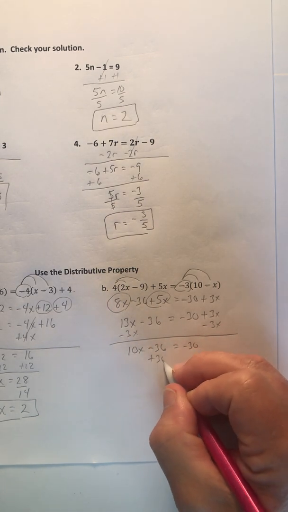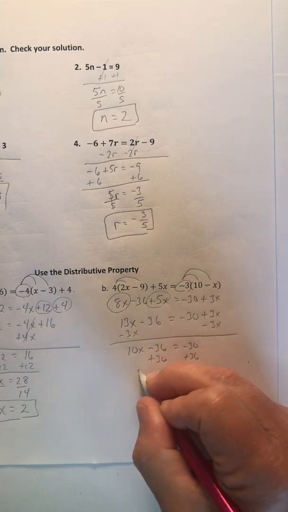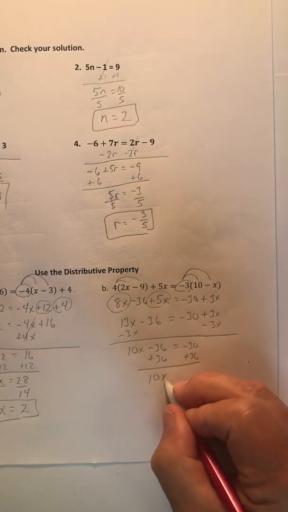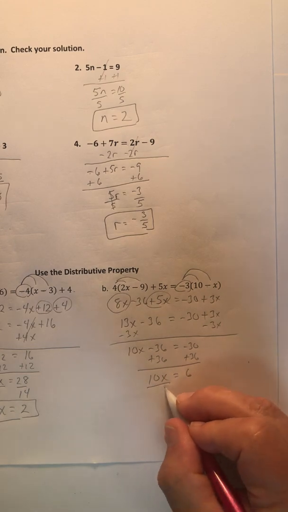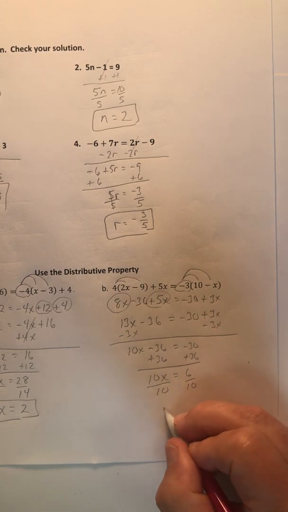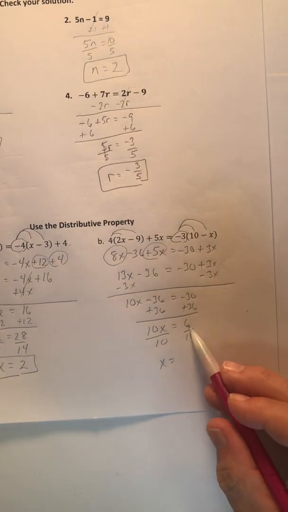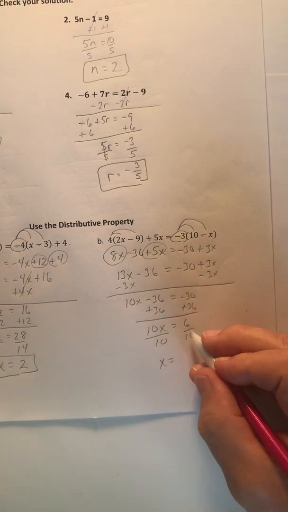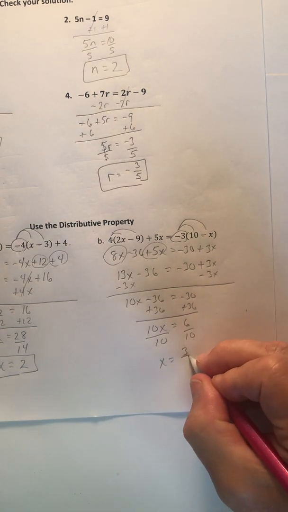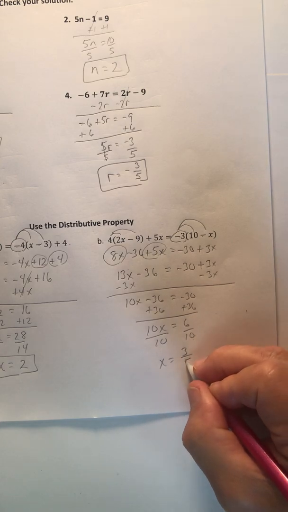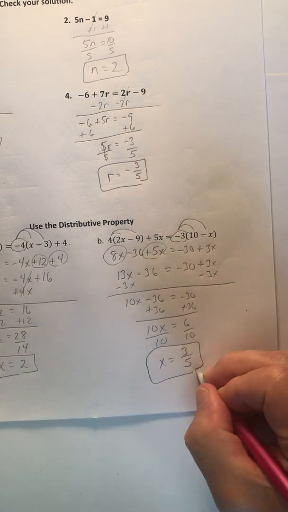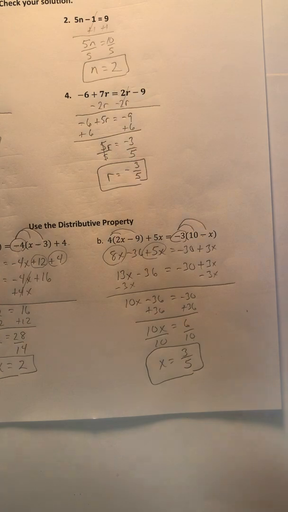I'm going to add 36 and get 10x equals 6. Divide by 10 and get x equals, now I can simplify this. They're both divisible by 2, so 6 divided by 2 is 3. 10 divided by 2 is 5. So I get my answer, x equals 3/5. And that's it.